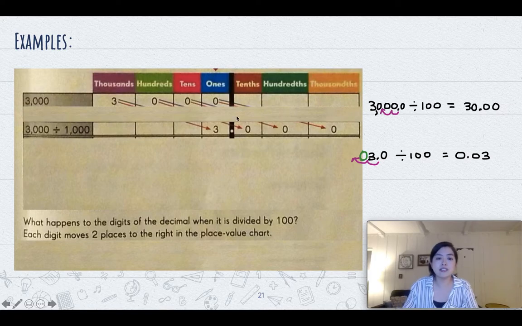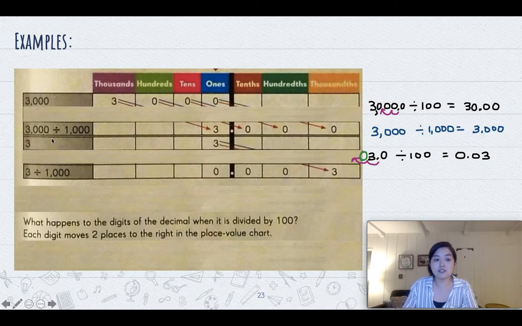So now let's look at this place value chart with 1,000. So I have 3,000, but I want to divide it by 1,000. So look at this 3,000. It moves over 1, 2, 3 places to the right. This 0 moves over 1, 2, 3 places to the right, and so forth. So let's rewrite this division sentence over here. So that's 3,000 divided by 1,000 is equal to 3.000.